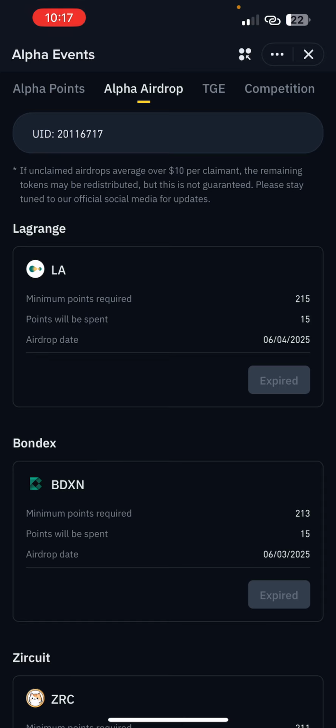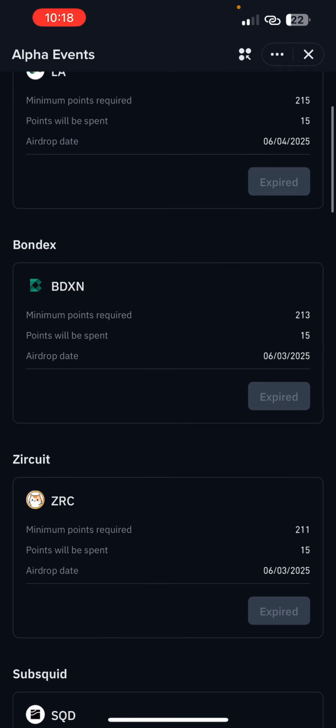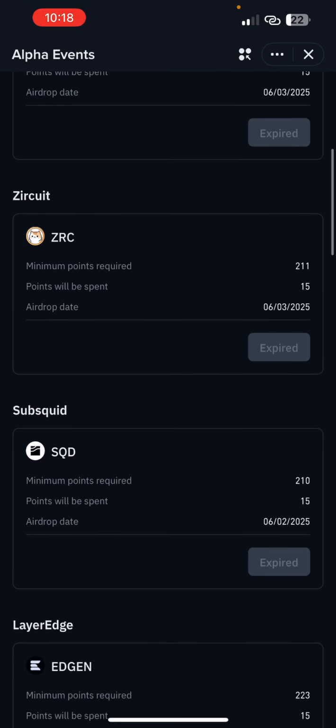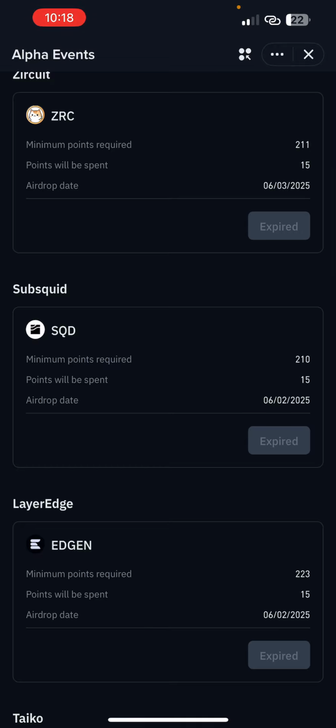These are the previous airdrops. So for Lagrange airdrop, what qualified people here say minimum points required 215 points. For Bondex, minimum point required was 213. For Zacute, 211 was the minimum point required. For Subsquid, 210 points. So the average here is anything above 215, 220 points.